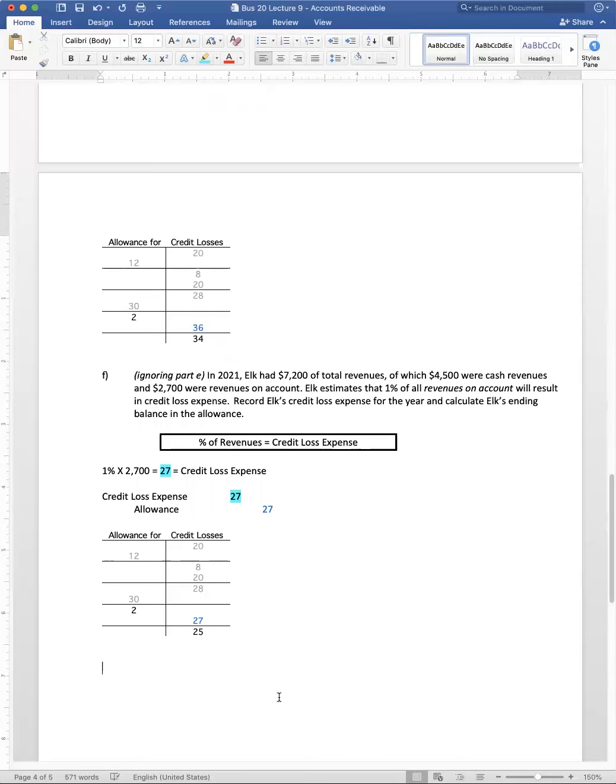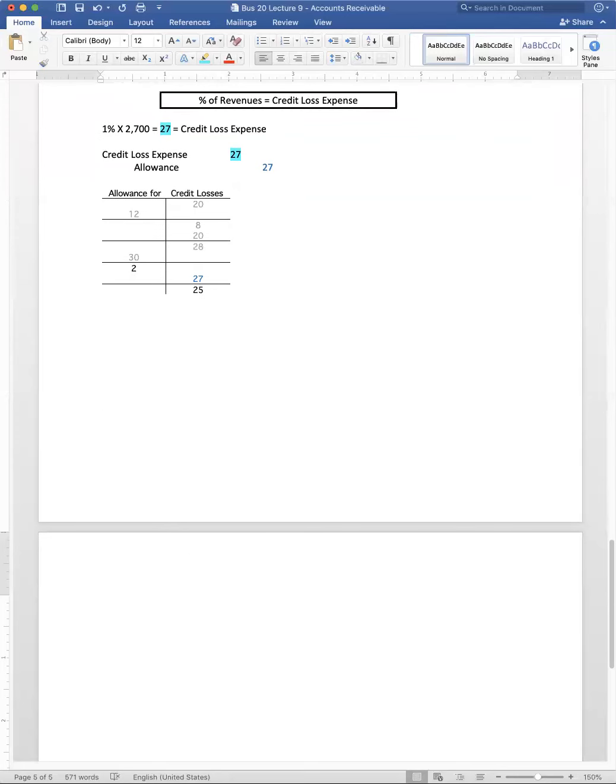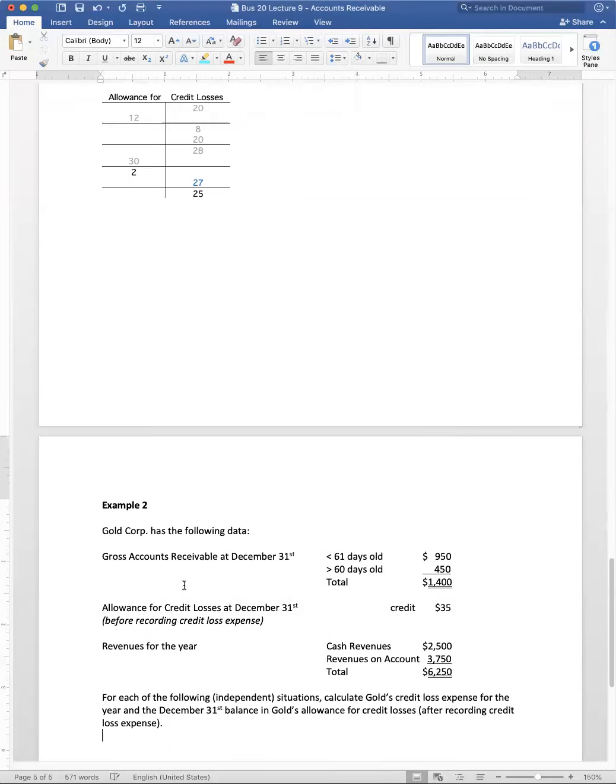All right, so that is the two different methods: percentage of receivables and percentage of revenues. So what I would like to do now is start on a fresh example. We're going to put it on a fresh page too. We're going to go all the way down here and put in a fresh example, and we're going to cover this material all over again.